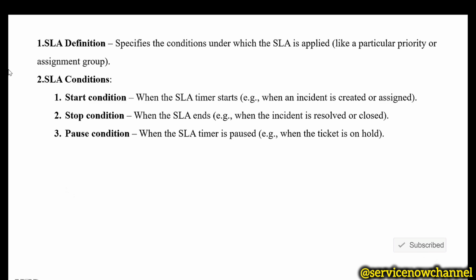Then the pause condition. For example, the SLA gets started at the first step, and the final step is the stop condition. But in between, if you need to pause an incident or task, at that time we use the pause condition. For example, if an incident is on hold or in a pending state, you can define those conditions in the SLA under pause condition. So these are the major three SLA conditions.